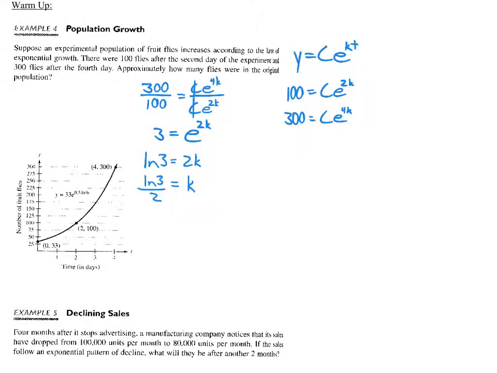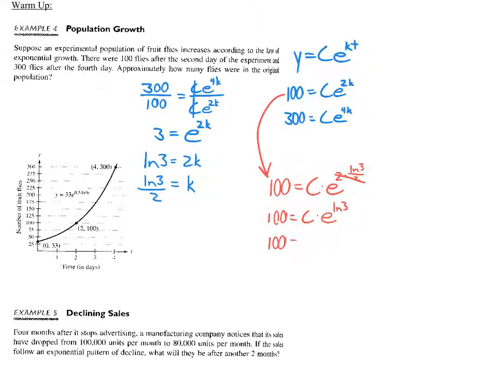All right, so at this point, we can then plug this in. I'm going to go ahead and use this equation. 100 equals C times e to the 2 times k. k is ln 3 over 2. Okay, so I have 100 equals C times e to the ln 3. That's nice. e to the ln 3 is 3.